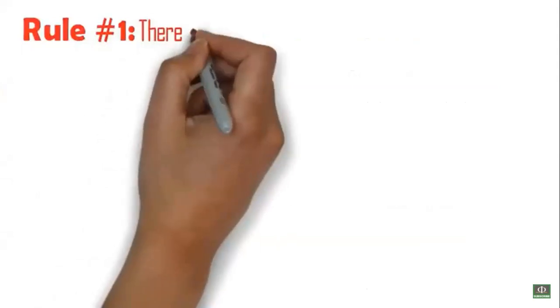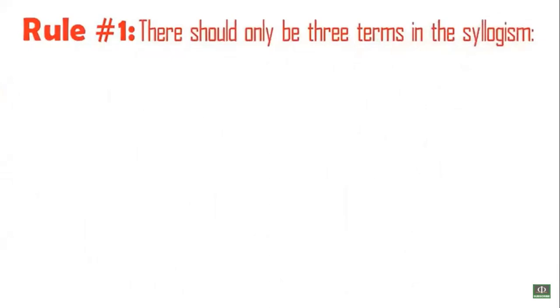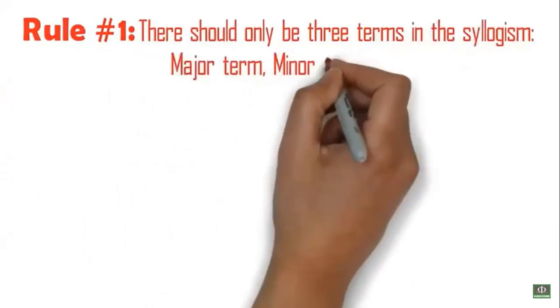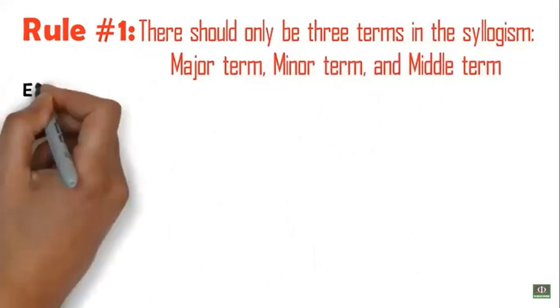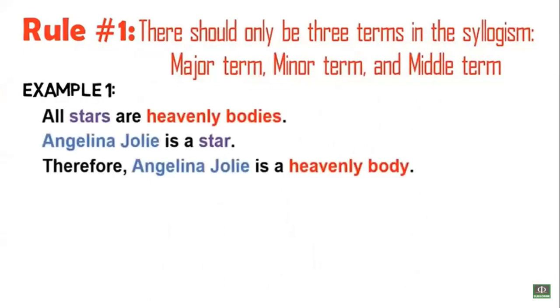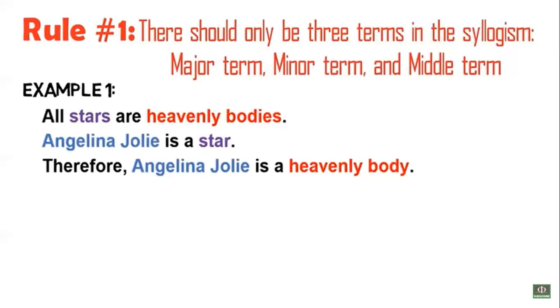Rule number 1 of the 8 rules of syllogism states, there should only be 3 terms in the syllogism, namely, the major term, the minor term, and the middle term. Let us validate this example. All stars are heavenly bodies. Angelina Jolie is a star. Therefore, Angelina Jolie is a heavenly body.